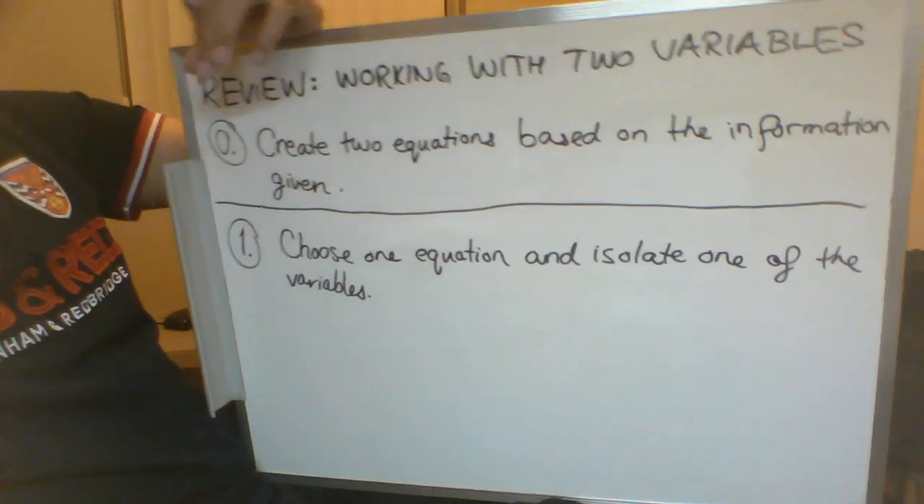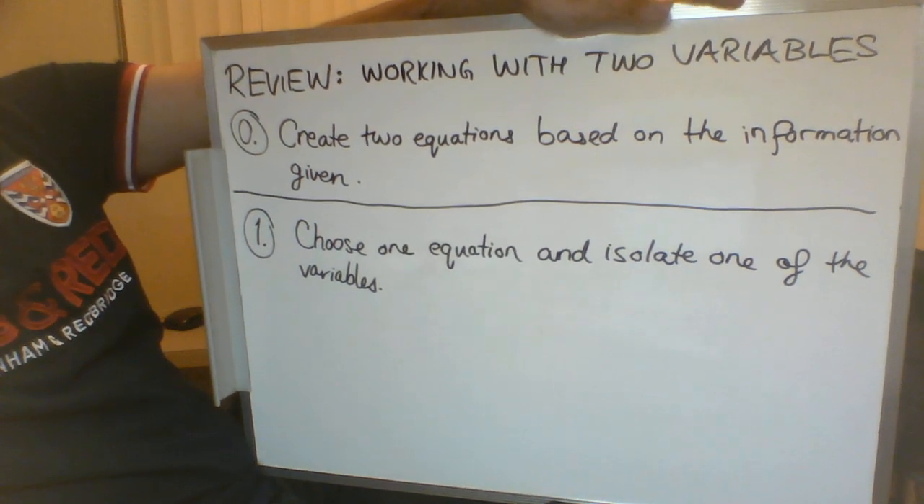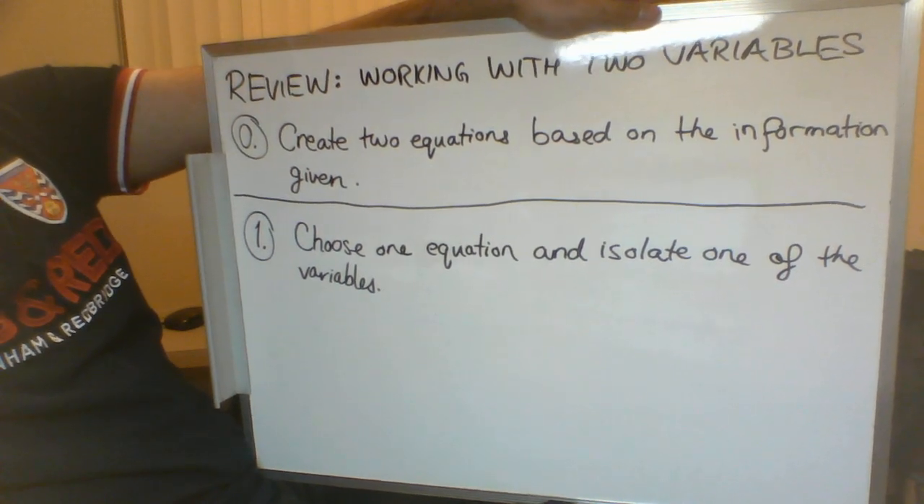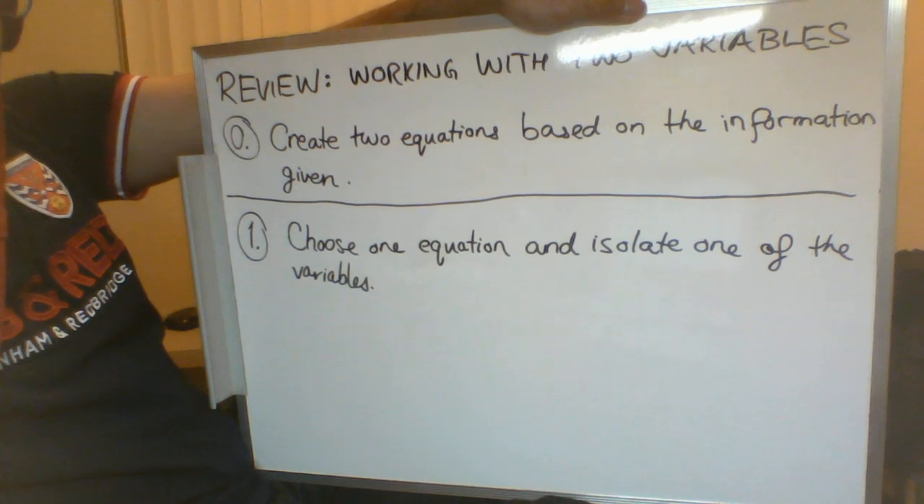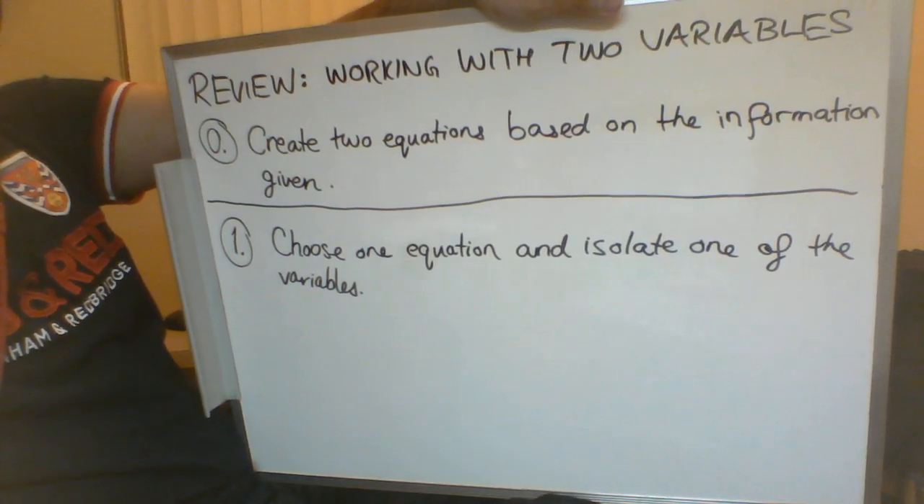Now, because you have two variables, it's entirely possible that when you're solving one of those equations, you'll get something like y on the left side by itself, but then you'll have numbers and x's on the right side. That's okay.